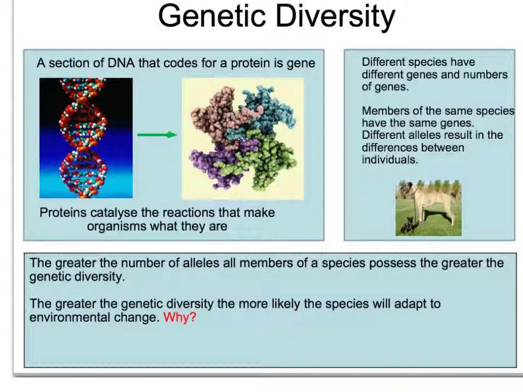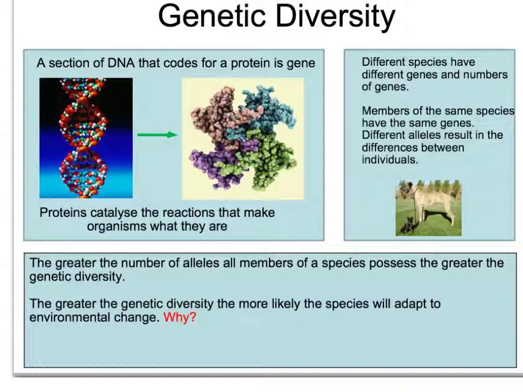Now, let's look at this statement here. The greater the number of alleles that all members of a species possess, the greater the genetic diversity. So the more versions of the same genes that a species has got, so the more alleles they've got, the greater the genetic diversity. Here's an important question here. Why does a large genetic diversity make a species more able to deal with environmental change?